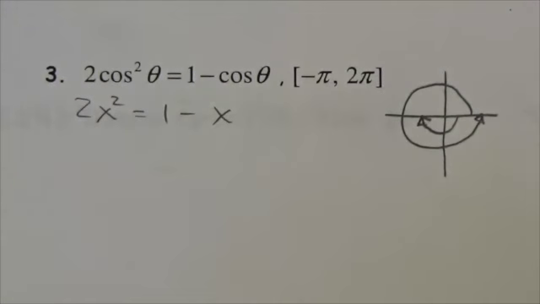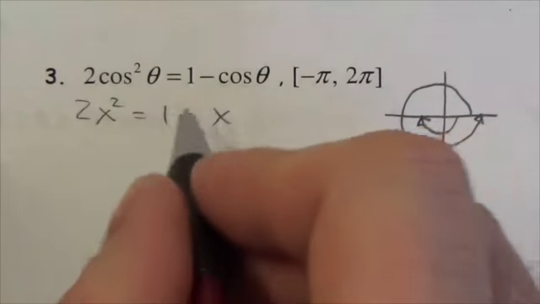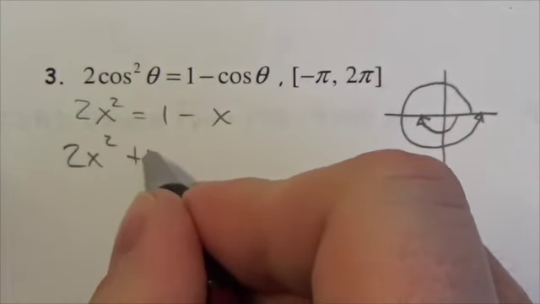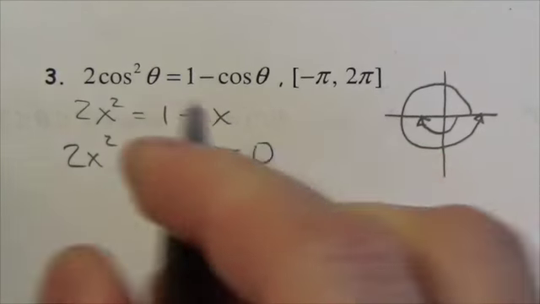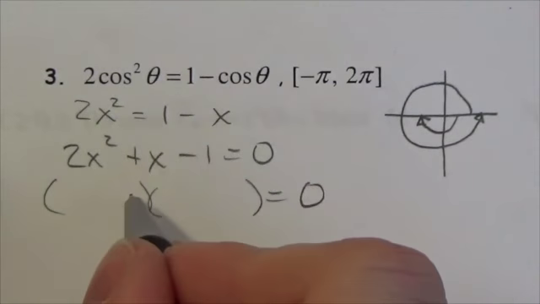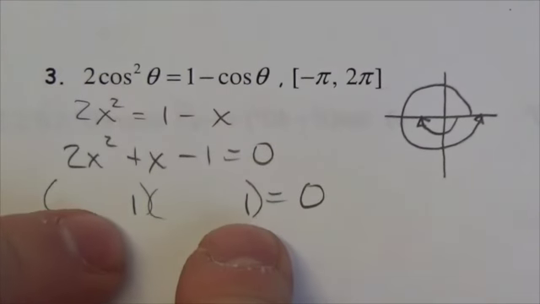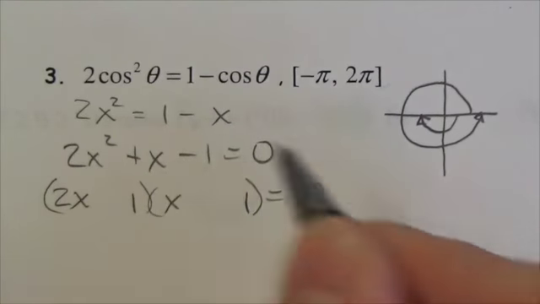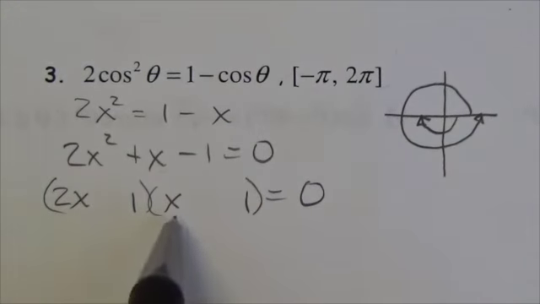Mostly because I don't know what cosine of theta is, so I might as well just be working with an x. It's quadratic, so I'm going to bring both those terms to the other side here. So this will be 2x squared plus x minus 1 is equal to 0. Now I'm going to factor that. And the nice thing is I got a 1 at the far end here, so that means those two have to be 1. And then I've got a 2x squared, which means one of these things has to be 2x, and the other one's just got to be x.